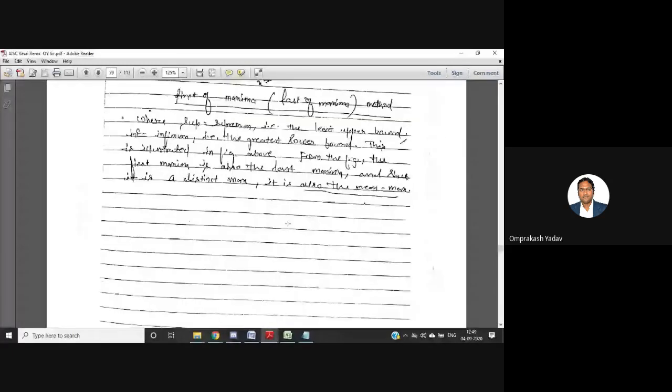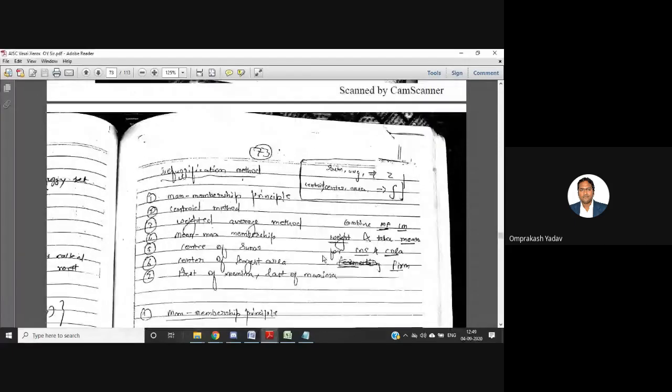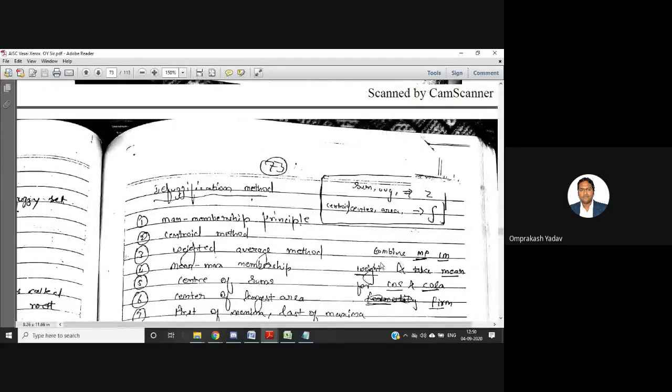Now, how to remember all this? You will have to remember the formula also. So I'll just tell you one thing. Write this statement: combine MP, underline this MP, combine MP, CM, C for cat, CM, weight, underline CM also.